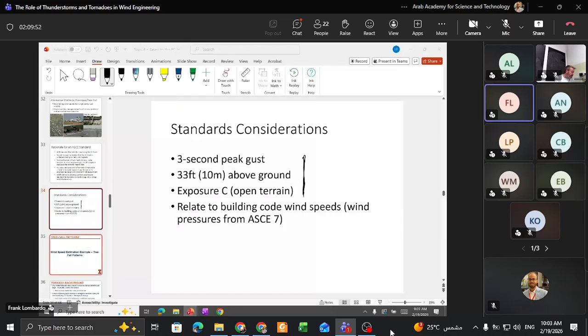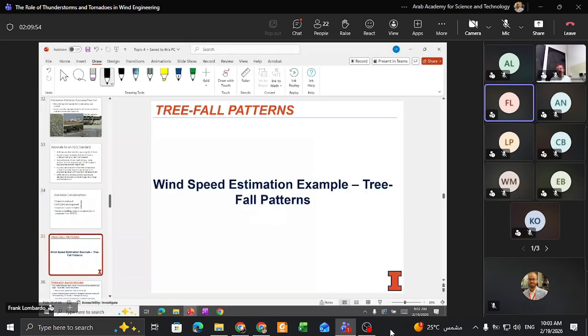Okay. So any questions on that? So that, and certainly if you're interested in different wind speed estimation techniques, you can reach out to me. I'm pretty heavily involved in that standards committee, because a lot of it came out of the work that we did on Joplin way back in 2011.